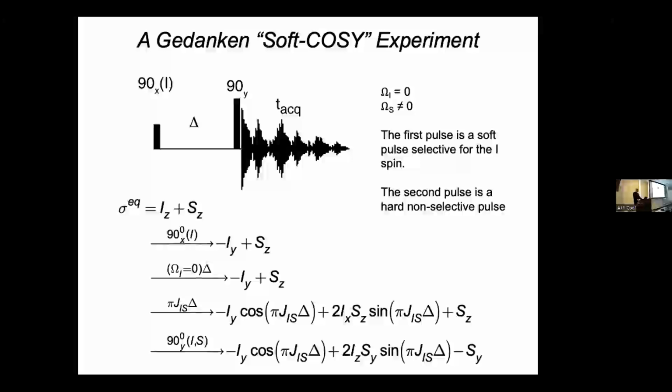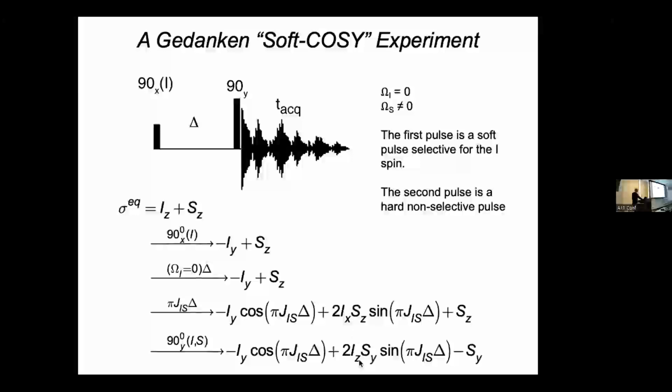And this then means, this is the critical thing in all multidimensional NMR. We can move coherence from one spin to another, in this case through the J coupling. If the J coupling was 0, this wouldn't happen because sine pi J would be 0. So this can only happen between the I and S spin if the coupling is resolved.